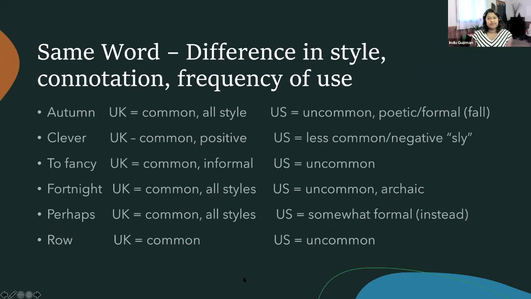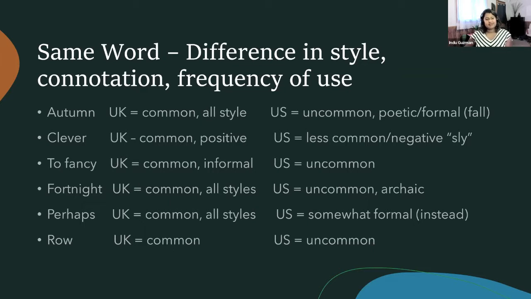And then same word, difference in style, connotation, and frequency of use. Autumn. Commonly used, all styles. In the US, people do recognize it. They would consider it poetic, formal, but still understood. And here's another one, clever. In the UK, it's very common and it's a positive trait. In the US, when you say clever, it's not quite as common and has a negative connotation, like the person's kind of slick or sly.